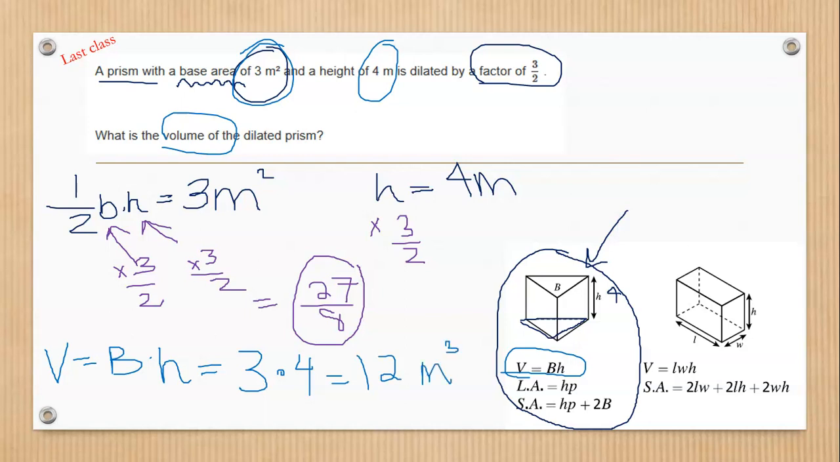Now remember, to find the new dilated shape's volume, all you do is take that and multiply it by the total scale factor we found. So 12 times 27 over 8 is 40.5 meters cubed. So it did go up, from 12 to 40, and that's because even though this is a fraction, it's still bigger than 1. So anytime the number is bigger than 1, the shape is going to grow or dilate, and anytime the number is smaller than 1, it's going to shrink or get smaller.